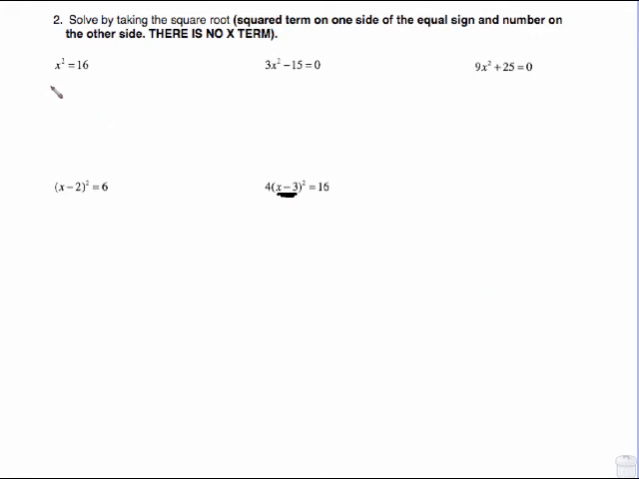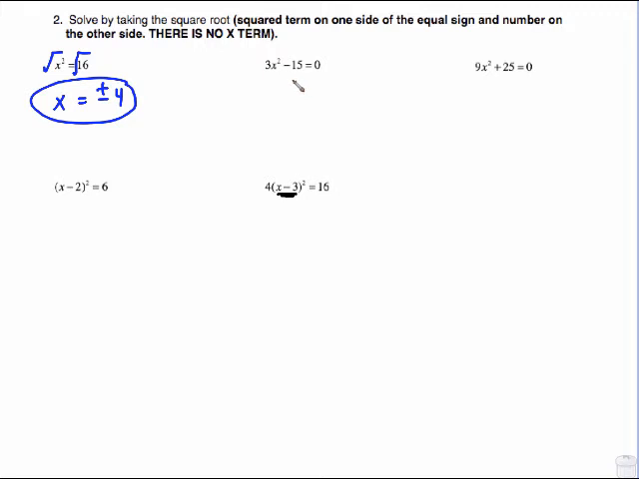So solving this by taking the square root is pretty logical, because if this is x squared equals 16, to undo x squared, we do the opposite, which is take the square root. And what you have to remember is anytime you solve by taking the square root, you have to remember a plus or minus. And that's it, plus or minus 4. Now, that was perfectly set up where we had the x squared on one side and the number on the other side, easy to take the square root.